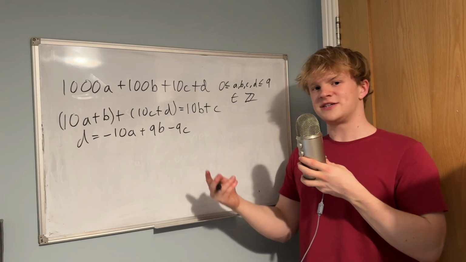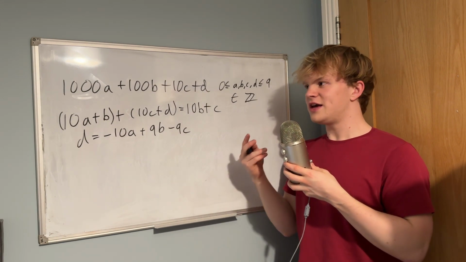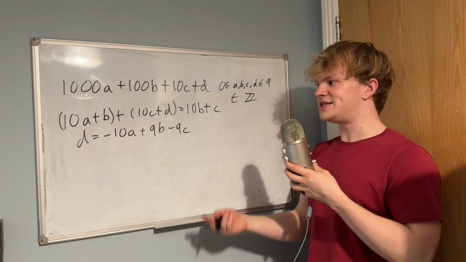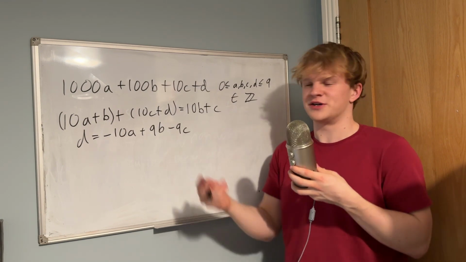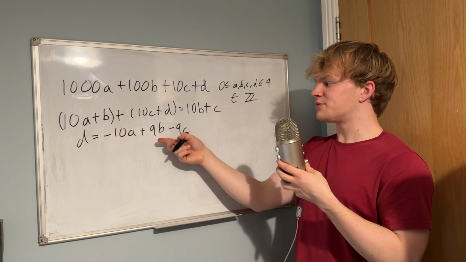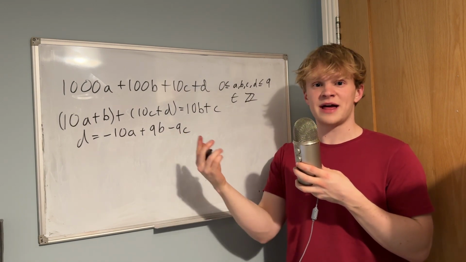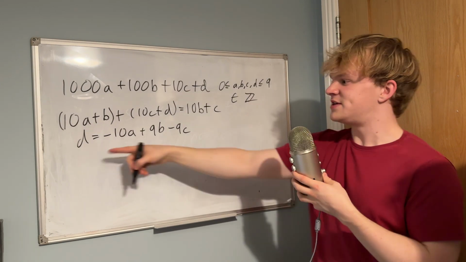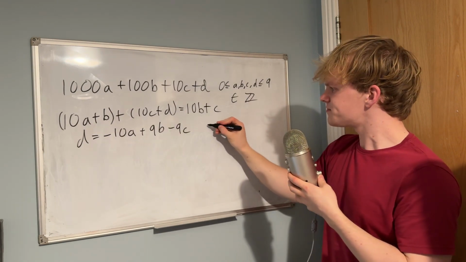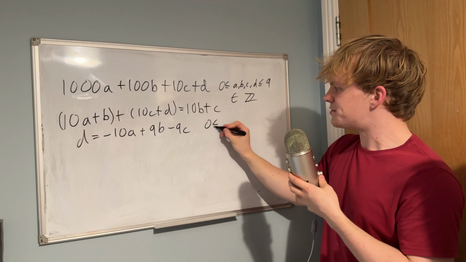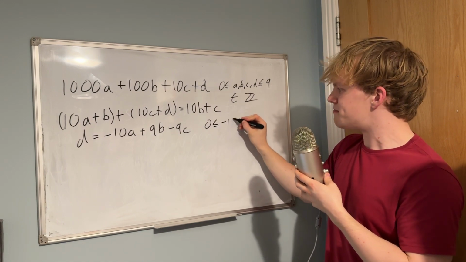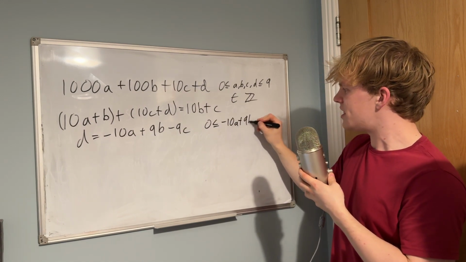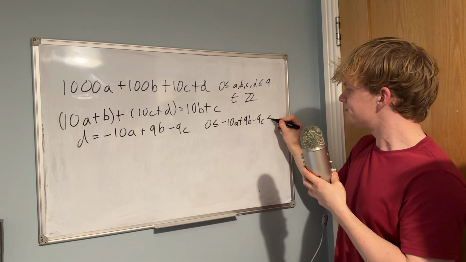And you might be stuck here in terms of what we can do. The only other piece of information we have is we know that D is between 0 and 9, which seems kind of redundant. But then remember, see how we're multiplying by 9 here? If we could divide by 9, that might actually give us a good constraint. So let's try that. And obviously we're going to try D because we have D by itself. So we can say that between 0 and 9 is -10A + 9B - 9C.